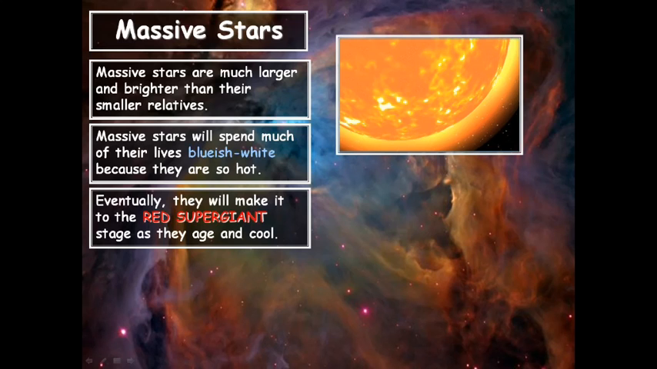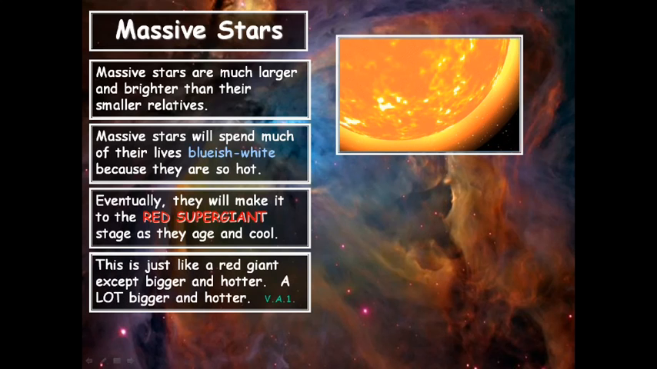Just like an average star became a red giant, well, this is a superstar, so it's going to become a supergiant. Yes, it is a superstar. So, they're going to become a red supergiant as they age and as they cool down. It's the same thing, except this one is bigger. It's hotter. Whoa.